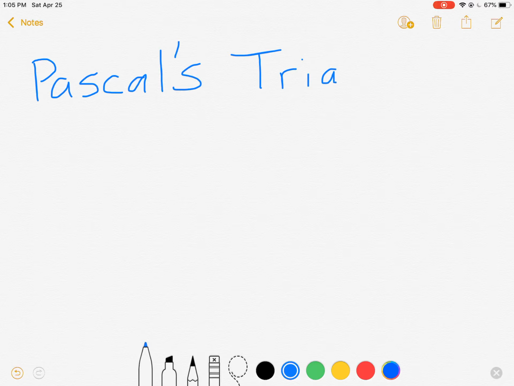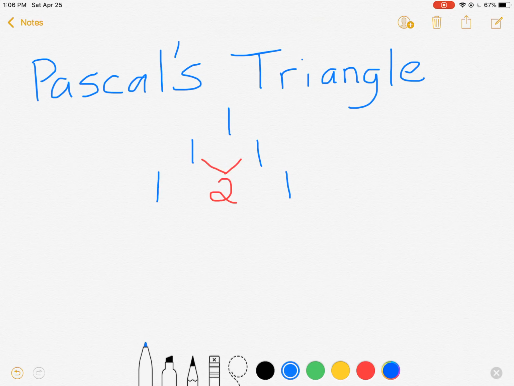So when we talk about Pascal's Triangle, we start off with what's called row 0, and row 0 just has a 1 in it because anything to the 0 power is 1. And then the next row starts with a 1 and ends with a 1. And then to get the next row, you start with a 1 and then you add those two numbers up. So you'll have a 2 and then you end with a 1. And this is referred to as row 2.